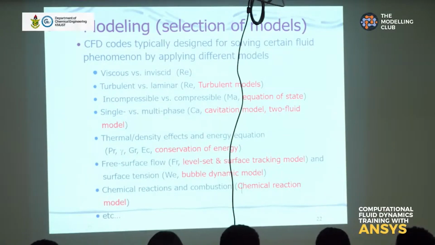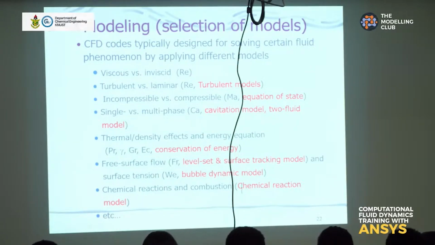Now, in terms of selection of models, basically CFD codes are typically designed for solving certain fluid phenomena by applying different models. Again, we apply whether we are going to have viscous versus inviscid, turbulent or laminar. If you have turbulent flow, then you have to have a turbulent model.